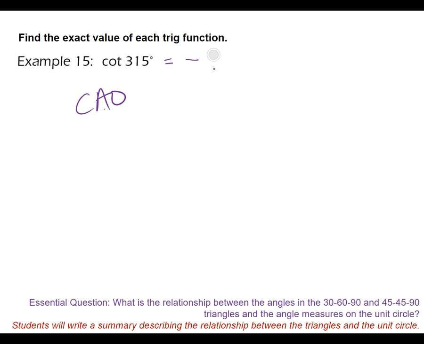Line on your pink triangle? 1. Good. What's your opposite? Also 1. Okay, so it should be -1 was your answer. All right, good.